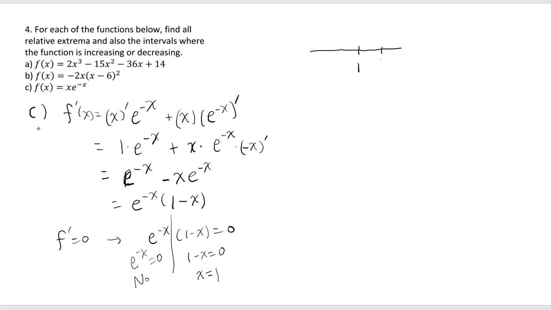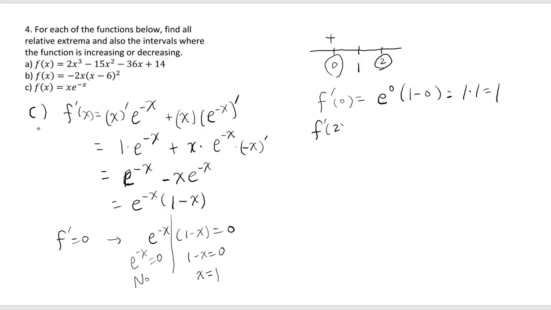Choose a test point before and after. So before I choose 0 and after I choose 2. F prime of 0, well, if I plug it in here, you get e to the 0th power times (1 minus 0). Anything to the 0th power is 1. 1 minus 0 is 1, so you end up with 1 times 1 is 1, which means it's positive.